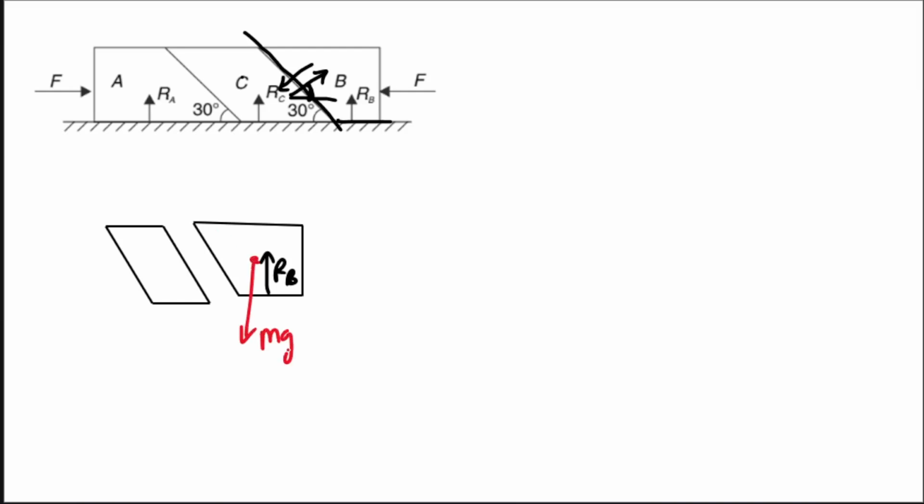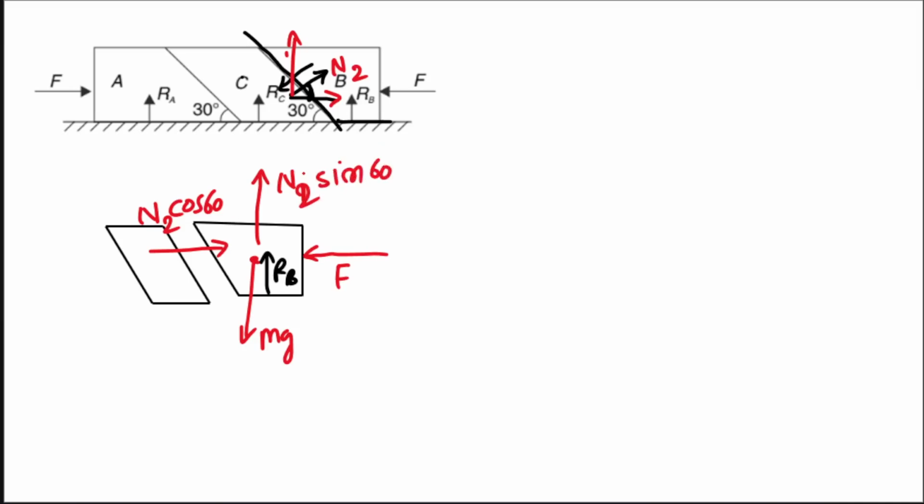Gravitational force, write mg, and this is the force F, okay, and then let us say this is N2. Done? N2 will have two components, one horizontal, another vertical. So the horizontal component will be N2 cos 60, right? And then there will be another one, that is N2 sin 60. Now write horizontal equilibrium and vertical equilibrium.